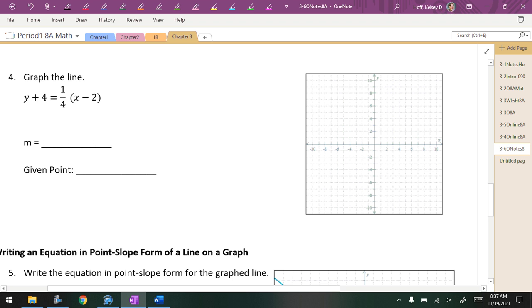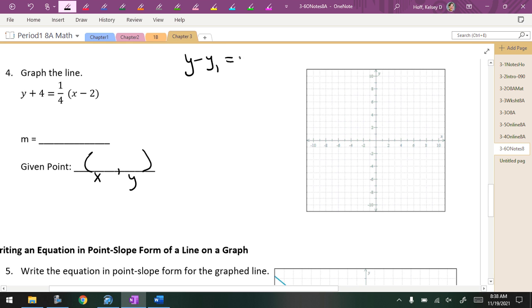Silently, nobody talking. Write for me the slope and the x comma y from that equation. Don't talk. Nobody say it out loud. Find me the slope and find me the point. I'll even write this down. Y minus y1 equals m times x minus x1. Flip it over and look. We did this on the back. Flip it over and look on the back if you need to.